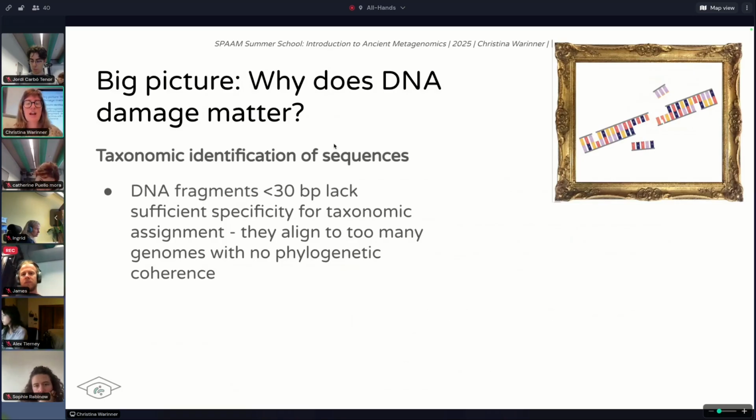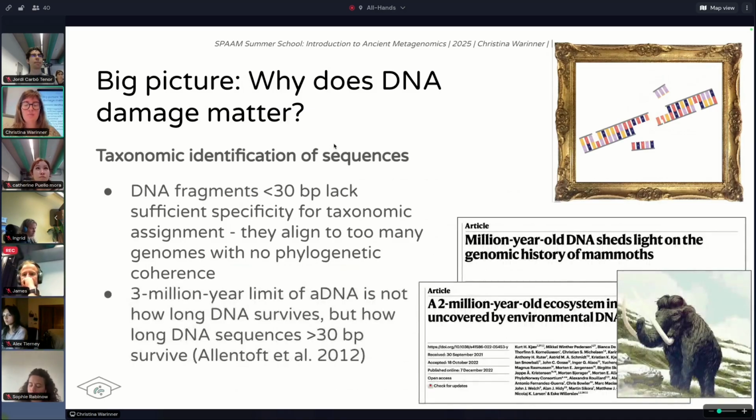And the reason for that is that taxonomic identification of sequences requires enough bases to make a relatively unique match. DNA fragments that are less than 30 bases long lack sufficient specificity for taxonomic assignment. They align to too many genomes with no phylogenetic coherence. And that is really why we have limits on the oldest DNA that we can find. It's not that DNA magically disappears at 3 million years ago, which is the projected limit of how far we can go back. That's the time it takes under ideal conditions to make all the DNA less than 30 bases long.